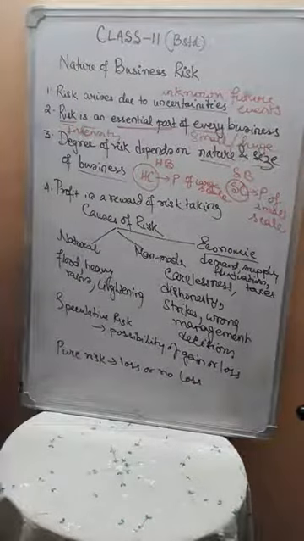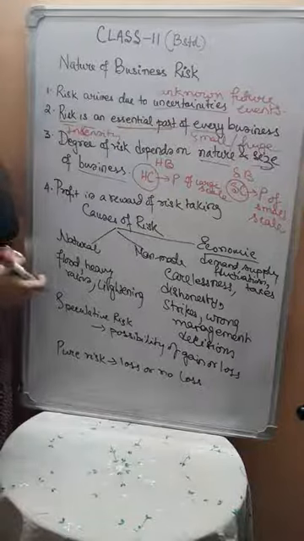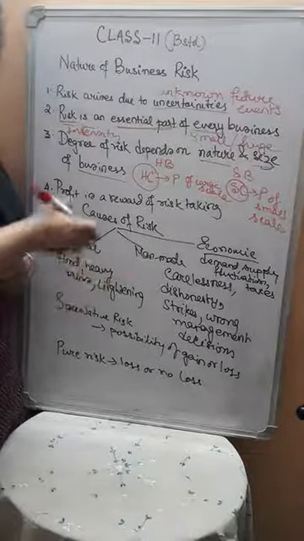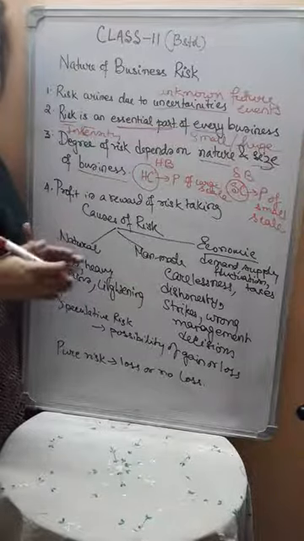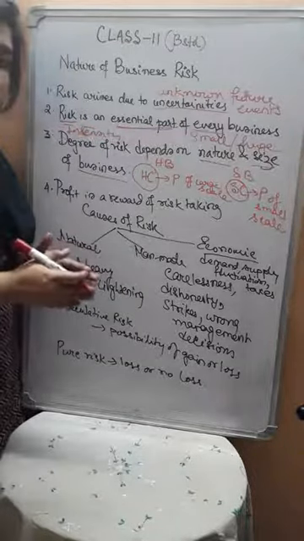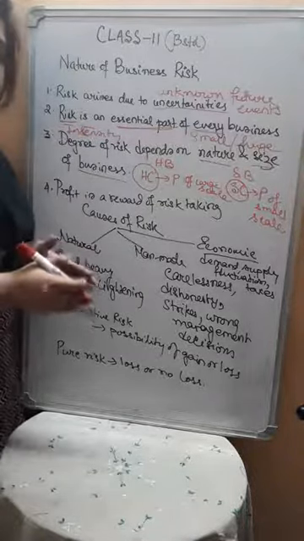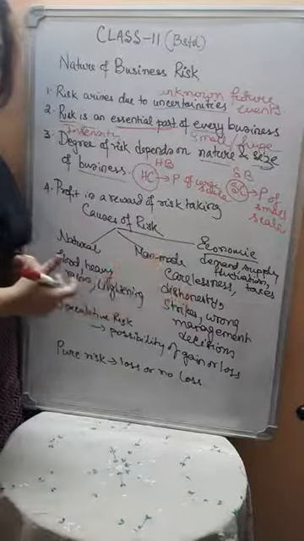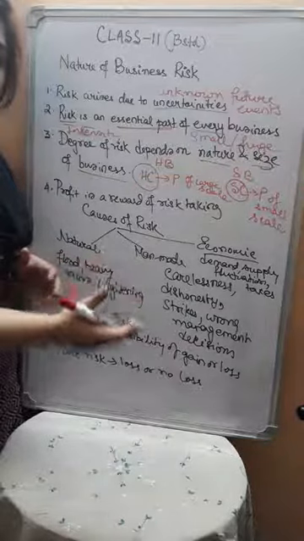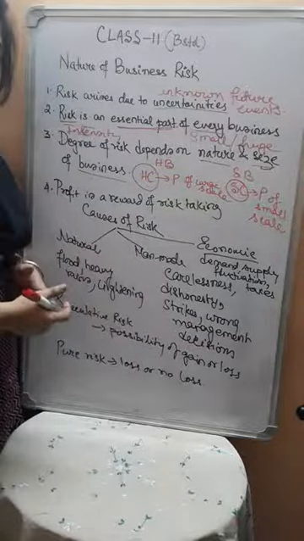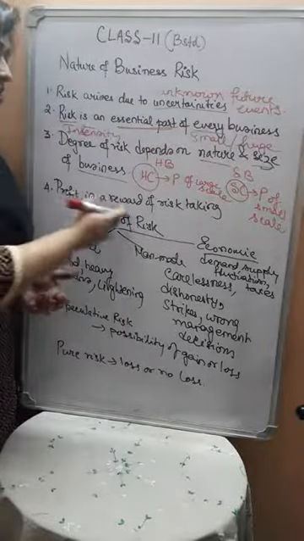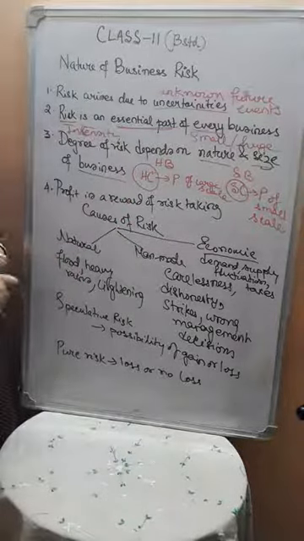Number 4, profit is a reward of risk taking. Now this point I am not going to explain, because I have already explained in this video earlier that until and unless a business takes risk, they don't know what is going to be the outcome. It can be profit or loss. Now loss is definitely not a reward, it's a kind of punishment. So if they earn profit by taking risk, that is a kind of reward.